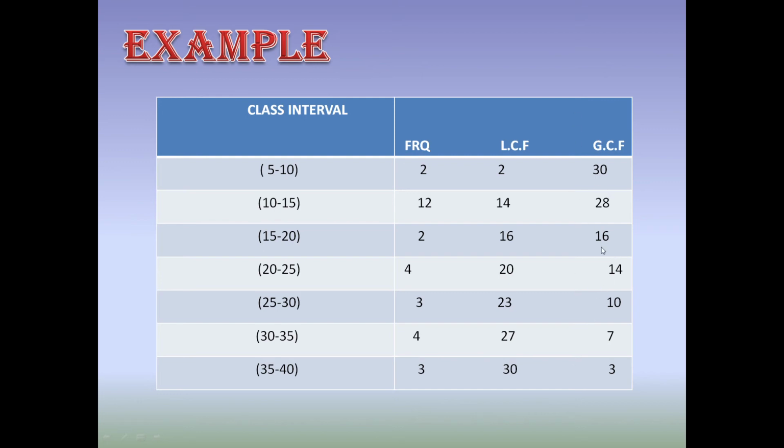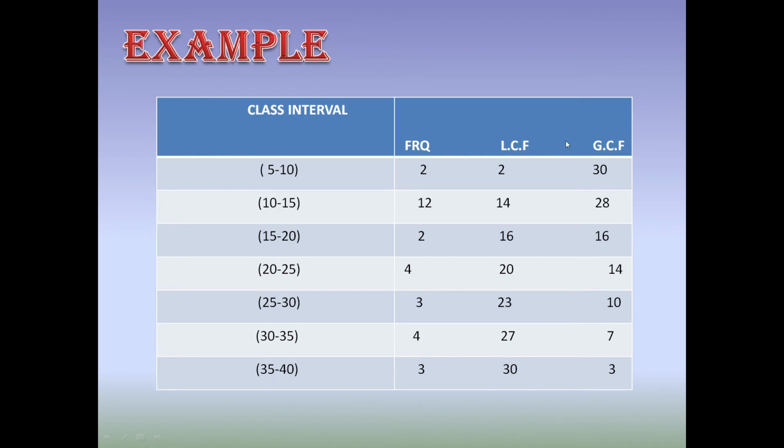Like that we have to continue. 30, 28. 30 minus 2 is 28, 28 minus 12 is 16, 16 minus 2 is 14, 14 minus 4 is 10, 10 minus 3 is 7, 7 minus 4 is 3. Nothing else, the next class interval is not there, so we have to stop here.